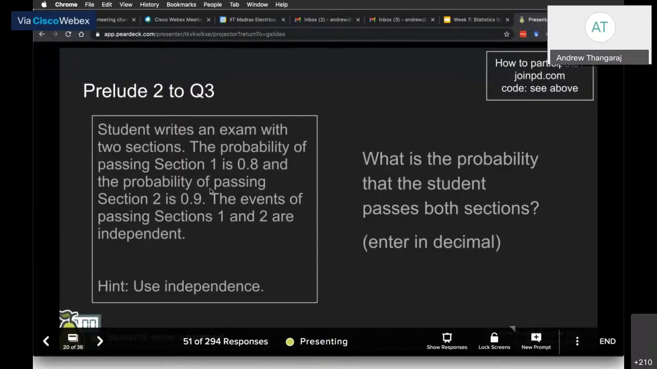Now, this little line here, the events of passing sections 1 and 2 are independent, that's given in the question. That makes all the difference between these two calculations. So I'm going to now jump to the solution.